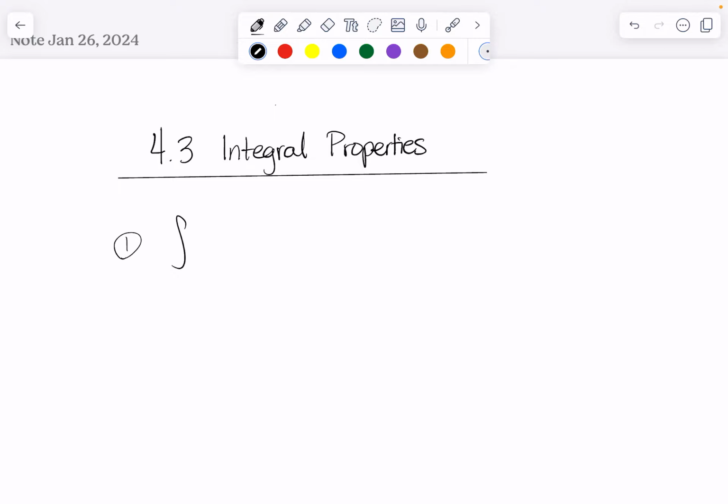So the first property says the integral from a to b of k times f of x, where k is a constant, you can probably guess what this property says. You can pull the constant out to the front. If you remember our properties with derivatives and limits, we did the exact same thing. It should be no surprise. If the integral is the opposite of the derivative, and the derivative can do something, chances are the integral should be able to do pretty much the same thing.